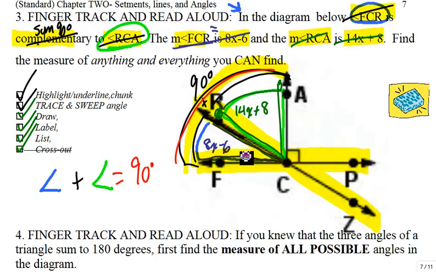So I'd like you to mark FCR, sweep it. And now also mark ZCP, sweep it. Those are what's called vertical angles. Mark them congruent. That's going to come into play as you solve for anything and everything that you can find. Using that information, solve for every angle possible.